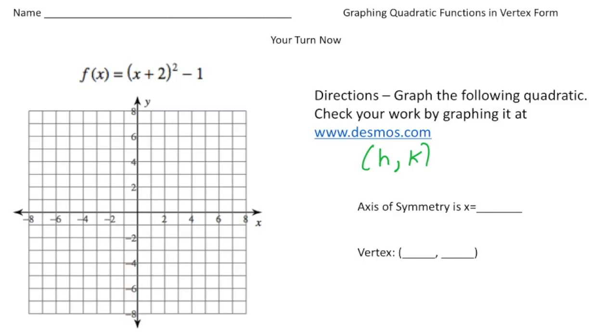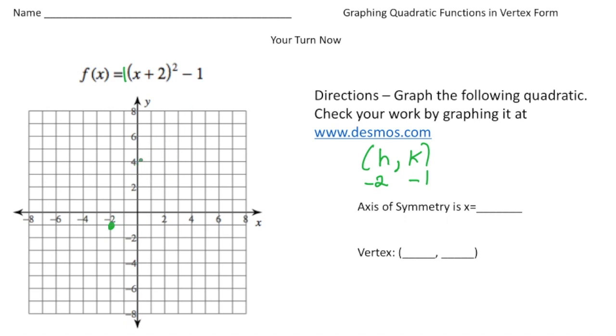Alright, welcome back. Let's say I do this practice problem. So here we have the function f of x equals x plus 2 squared minus 1. So I know that the h value for this one is going to be negative 2, and that the k value is going to be negative 1. So negative 2, negative 1 is going to be right here. Alright, and really there's a 1 in front of these parentheses. So I know that the a value is going to be positive, right? So this is going to be a minimum.